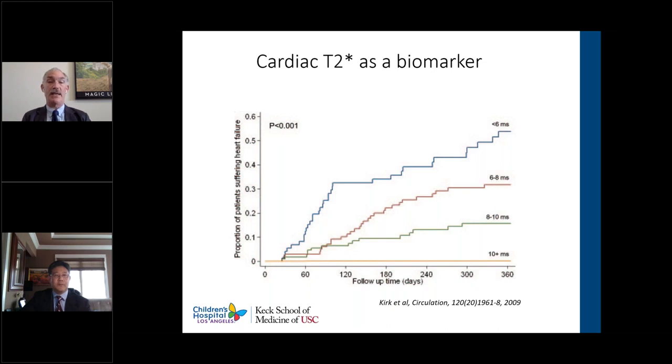And what they showed was that if your T2 star was better than 10 milliseconds, your chance was really, really low. But as it fell below 10 milliseconds, it went up to 50% if your T2 star was less than 6 milliseconds. So a T2 star less than 10 milliseconds is a red zone and should demand immediate and significant escalation of iron chelation therapy.